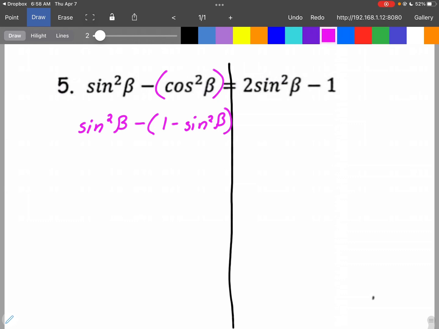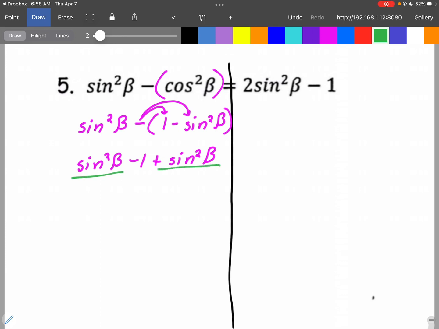So then, if I keep my sine squared beta and then I distribute my negative, then I have a -1 and I have a positive sine squared beta. Because both of our sine squareds are positive, they don't cancel, they actually combine to give us 2 sine squared beta. So those are both taken care of. And then I still have that -1. And what do you know? That's where I wanted to end up.